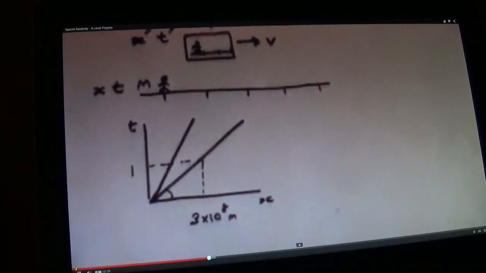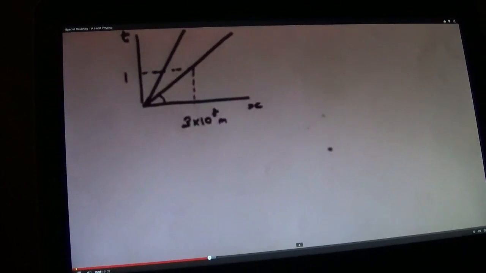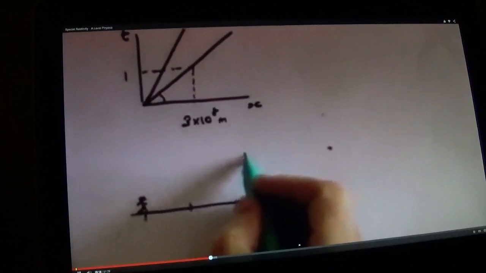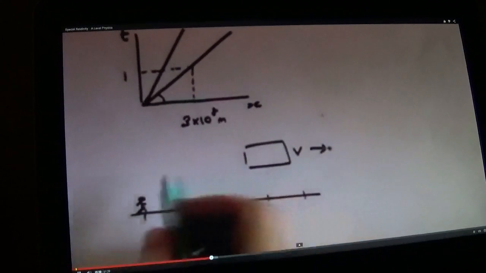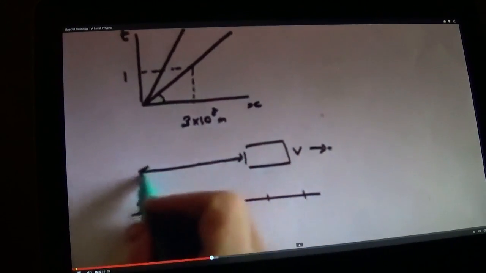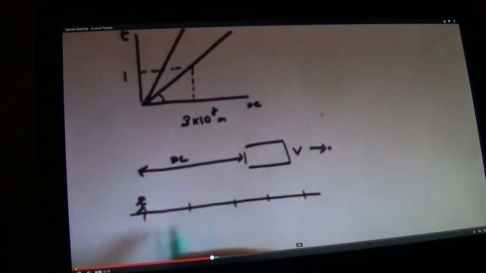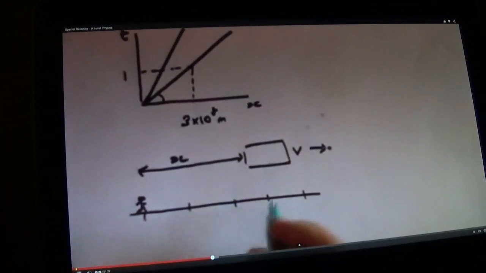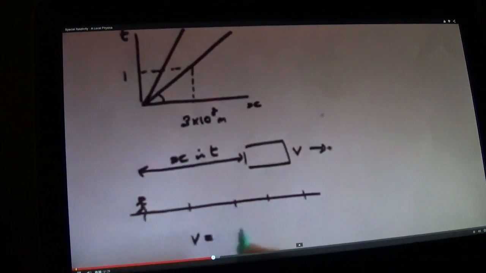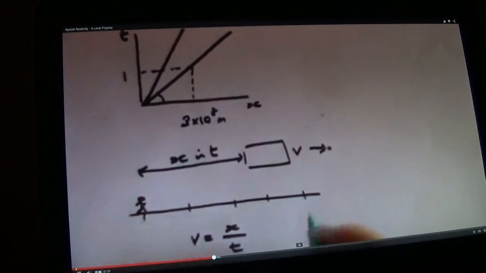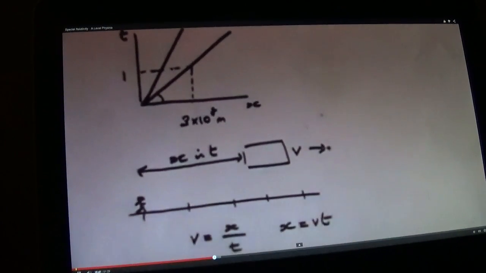Now, how do I calculate how far you have travelled? Well, here we are. This is me on my graduated scale. And here is you travelling at speed v in this direction. And I will say that you have travelled this distance, which is x, measured on my scale, in time t. And that means that your velocity is simply the distance you've travelled divided by the time. V is x over t, or if you like, x equals vt.